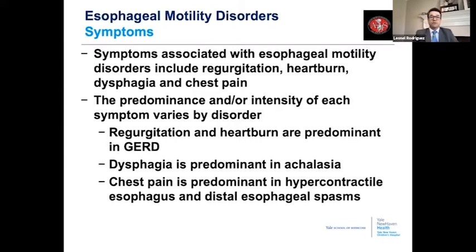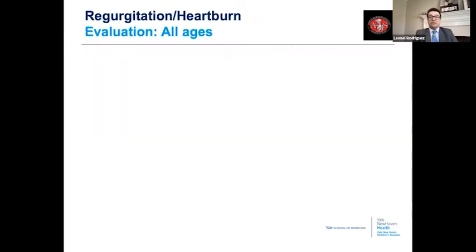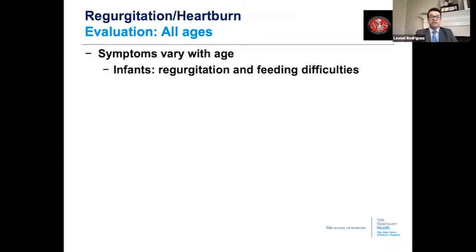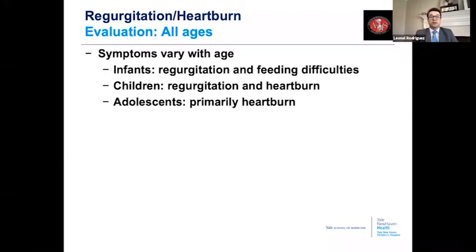How do we evaluate those patients? At all ages, we know that the symptoms vary by age. Infants will present primarily with regurgitation and feeding difficulties, but they may also present with aversion, arching, and other non-specific symptoms. Children will present primarily with regurgitation and potentially with some heartburn. And adolescents will present primarily with heartburn, which mimics more the adult presentation.